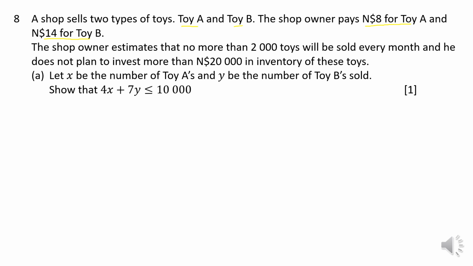Now, let the number of toys A be represented by X, and the toy B be represented by Y. Now you're supposed to show this inequality. Remember, it says that he doesn't plan to invest more than, not more than. So this inequality comes into play, right? So it's very easy, very straightforward. For 1 mark, you just take your 8x, which was toy A's cost, plus 14y, which should be less than or equal to 20,000.